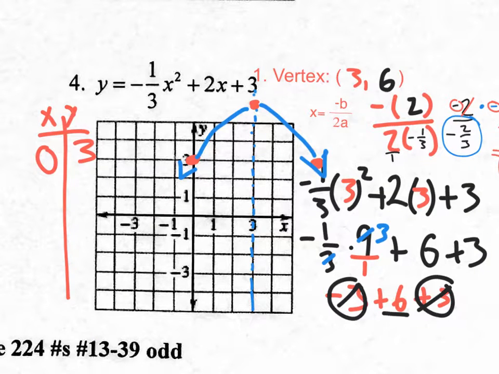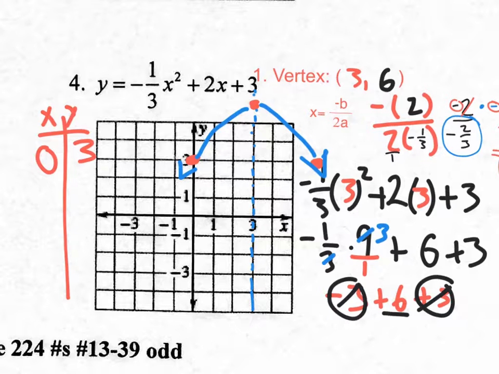The only thing else you'd have to do is to state your axis of symmetry. What's the axis of symmetry? X equals 3. The domain, x equals all real numbers. The range, y is less than or equal to 6.